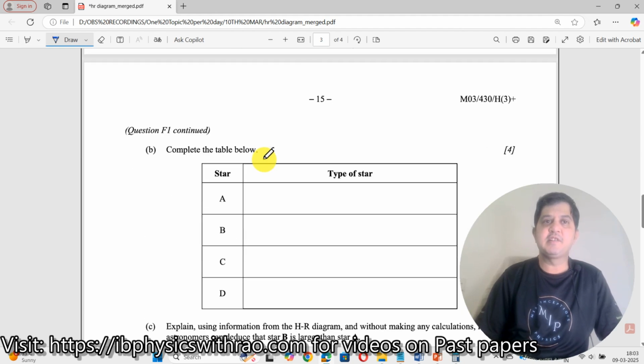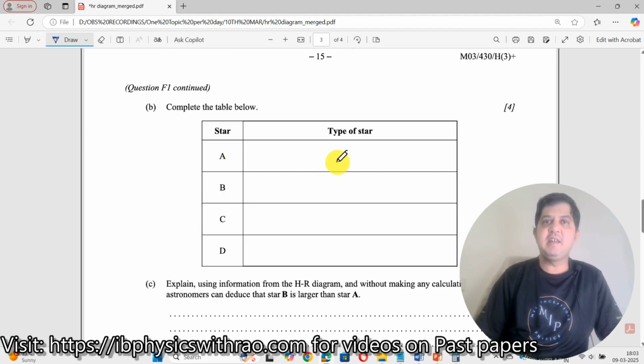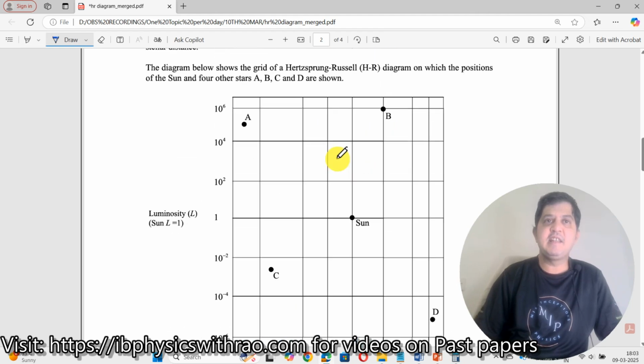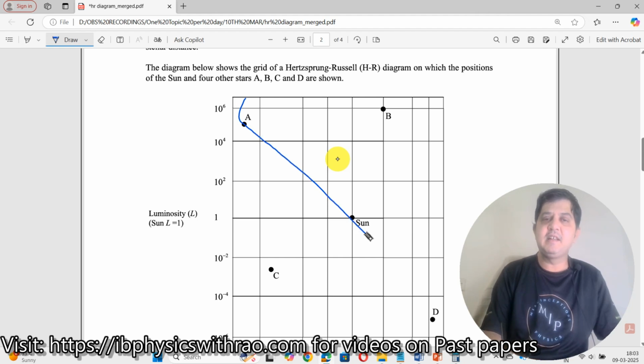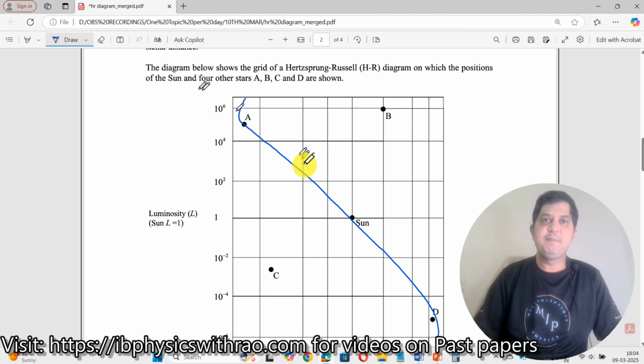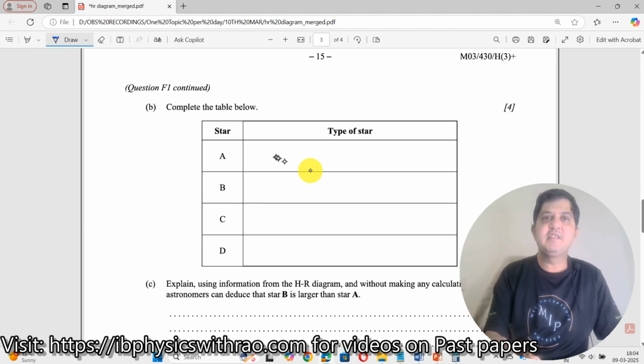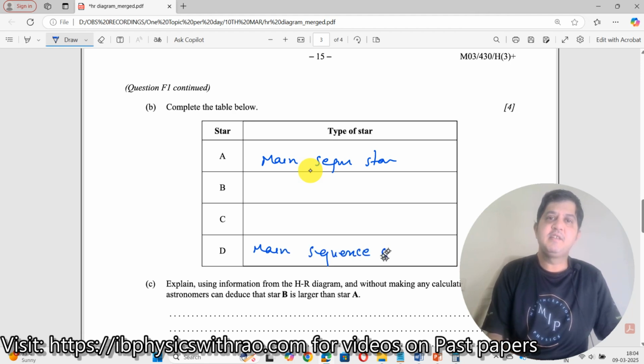Okay, now let us move on to the next one. Complete the table. Star A, what kind of star? Where is star A? Star A is here. So first, what is known to us? We will write down the main sequence stars diagram. It looks like an S. So I'll start from here, include my sun, and include this D also here. So this will be my main sequence. Correspondingly, A and D will form the main sequence star. So let us write down wherever A is here. I will write this as my main sequence star, and this will also be my main sequence star.